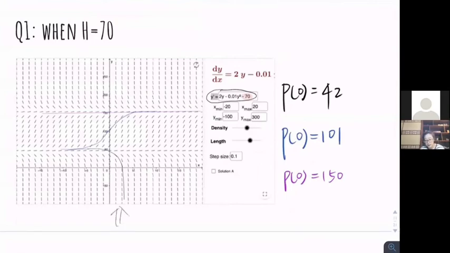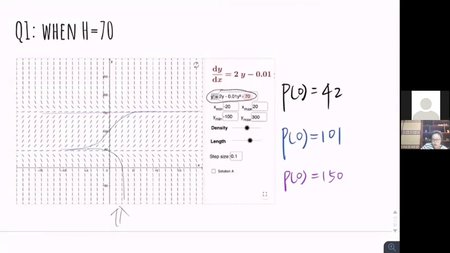The black line indicates P of 0 equals 42. The blue line indicates P of 0 is 101. And the purple line indicates P of 0 is 150.